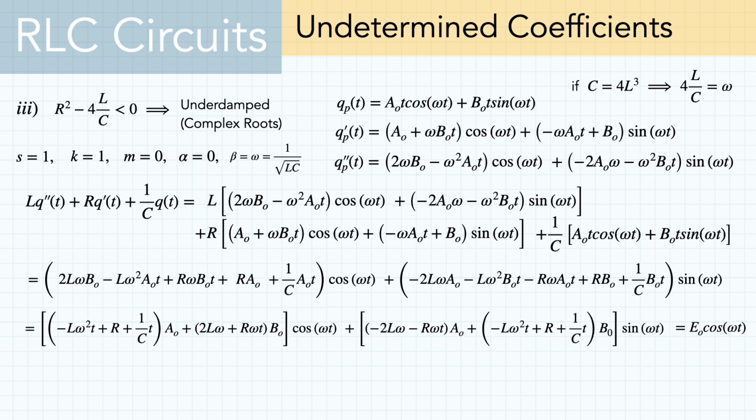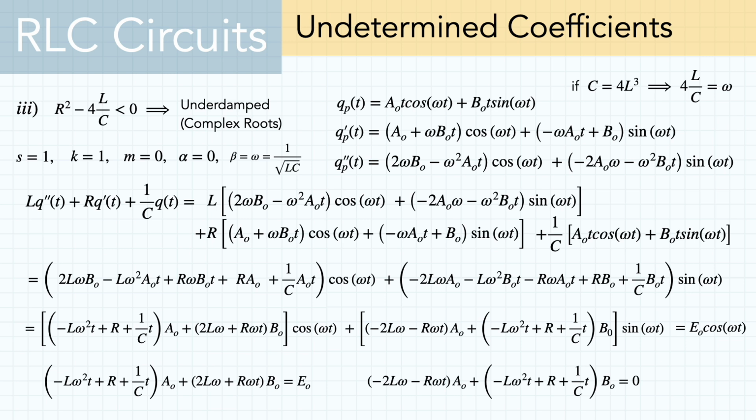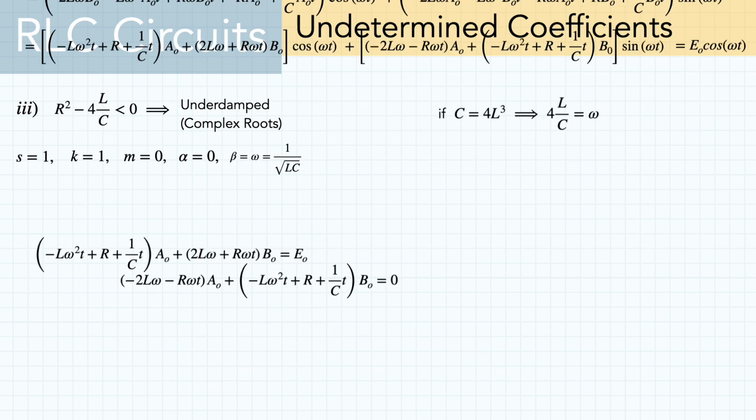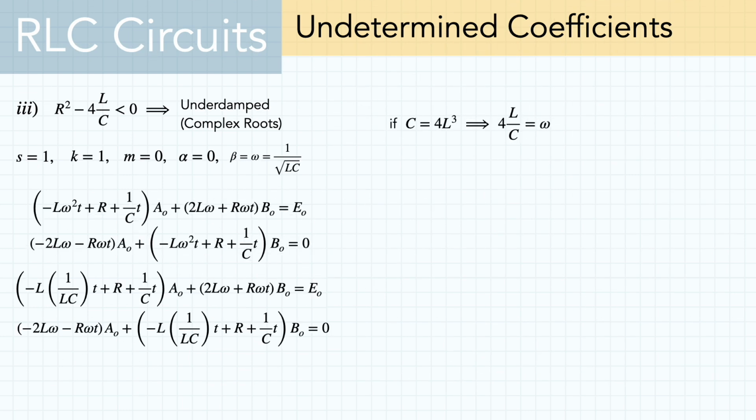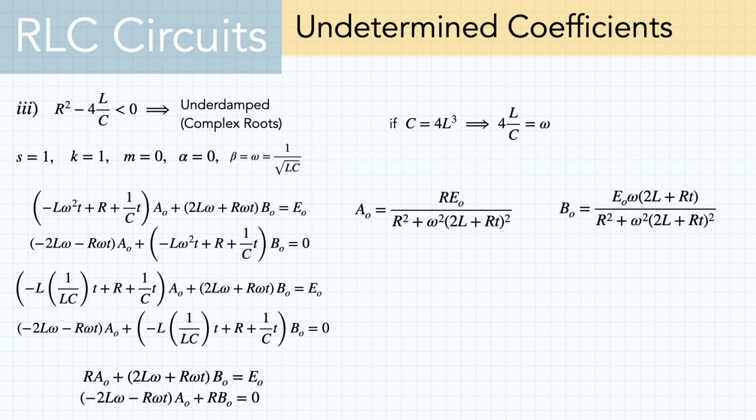We can see that the expression attached to the cosine should equal E naught, and the one attached to the sine should equal 0. We once again get a system of equations. Now we can plug in the value for omega like last time, which is 1 over the square root of LC. This simplifies the equation quite a bit, and it allows us to solve with some simple algebra that A naught equals R E naught over R squared plus omega squared times 2L plus RT squared, and B naught equals E naught times omega times 2L plus RT over the same denominator.